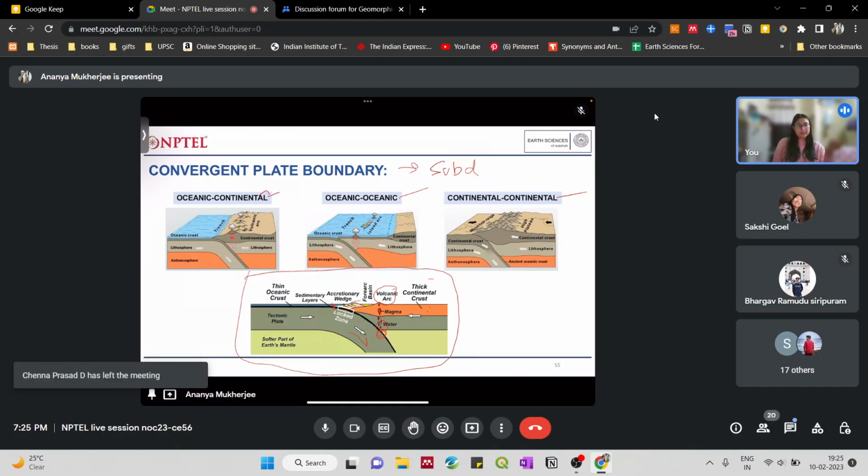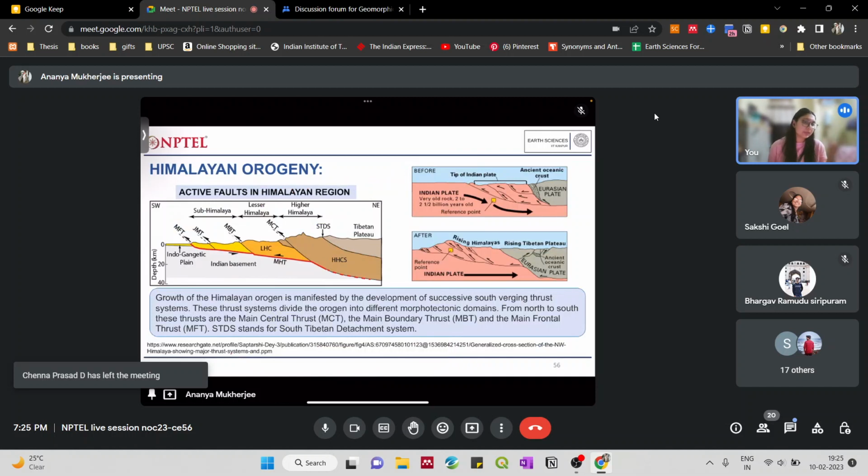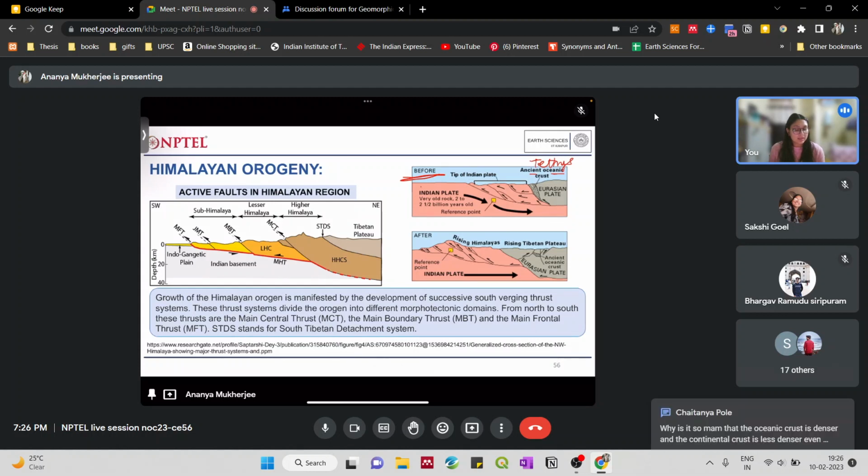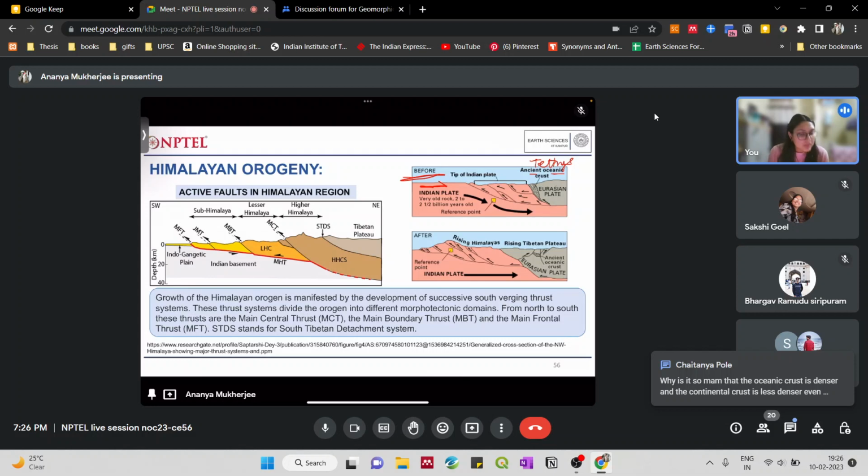Now we will see an example of continental collision, or the convergent plate boundary between two continents. Himalayan orogeny is between the Indian plate and the Eurasian plate. Both are continental landmass. And as we had spoken before, there was Tethys Ocean between the two plates before the collision. So this ancient oceanic crust is the Tethys oceanic crust. This is the Eurasian plate, and the Indian plate was moving. Why?